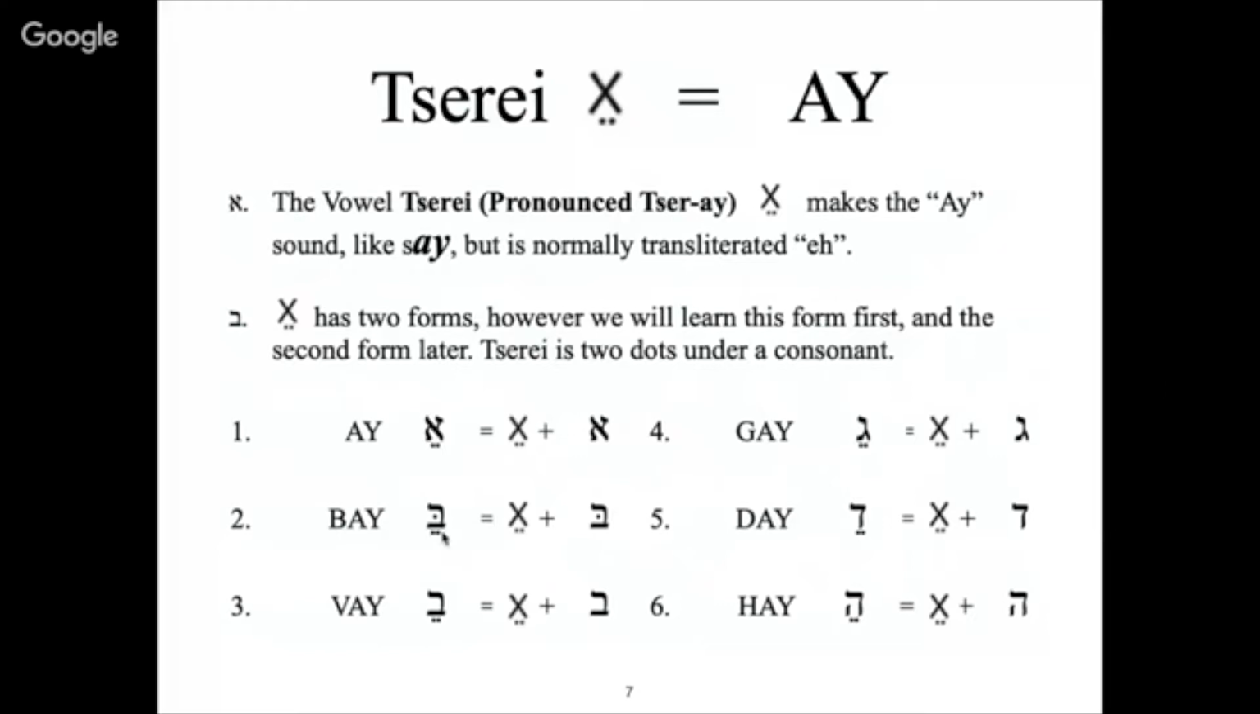So next we have the bay, and then if it does have a dagesh, it's a vay, and then if it's with a gimel, it's gay, right? And then if it's a dalet, it's day, and then if it's a hay, it is hay, right? Okay, so that's, again, the tserei. And again, it's important to remember that name because it helps you to remember the sound that it makes.